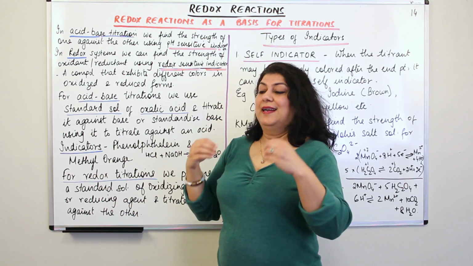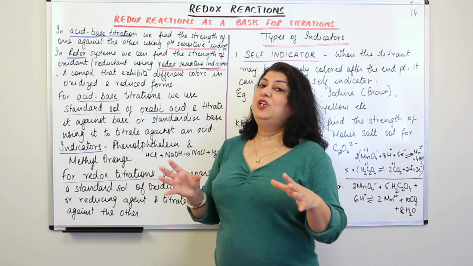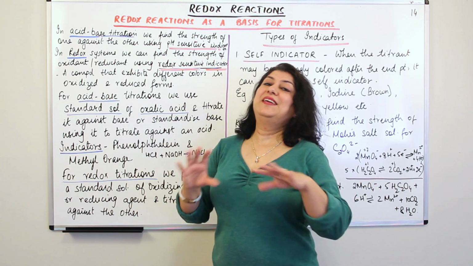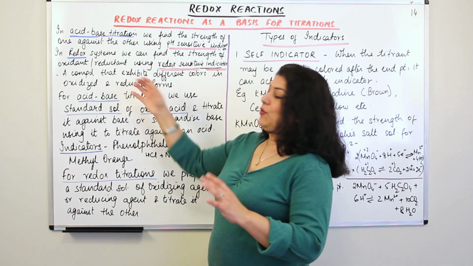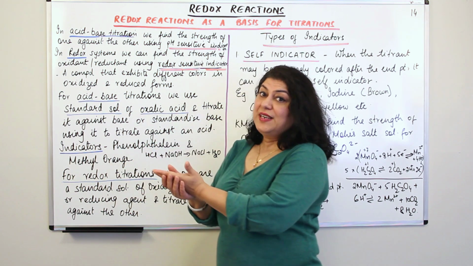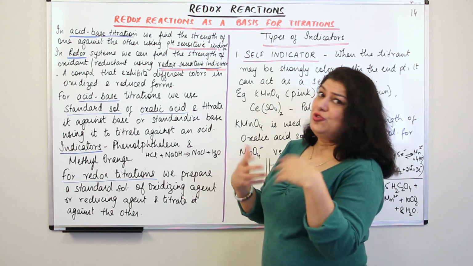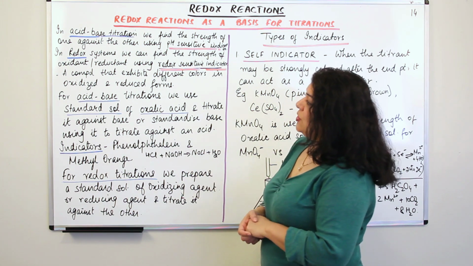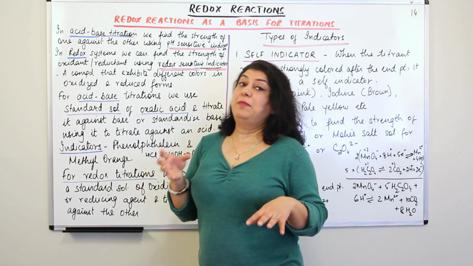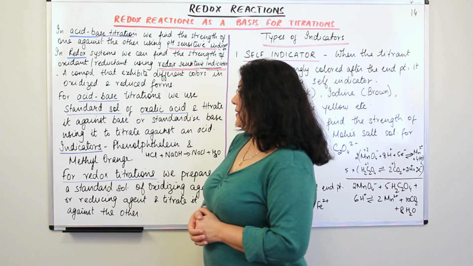The basic idea is the same, that you will use an indicator which shows a difference in its color in different mediums. So if you have more of oxidant, it will show a different color. If you have more of reductant in the solution, it will show a different color. So a compound that exhibits different colors in oxidized and reduced forms can be used as a redox indicator.